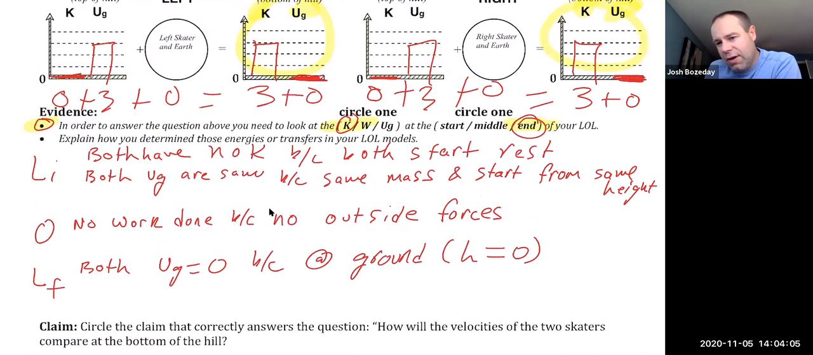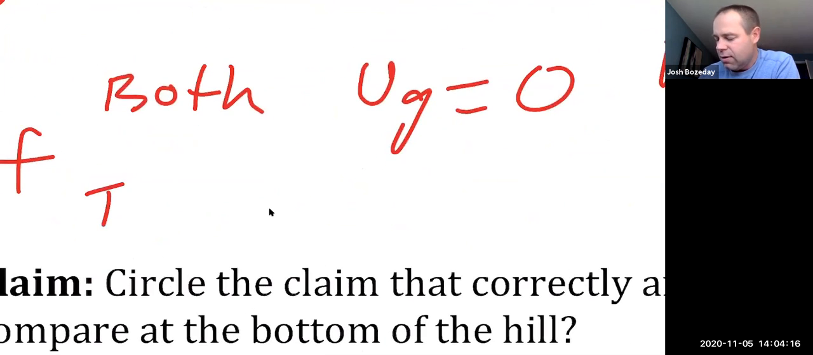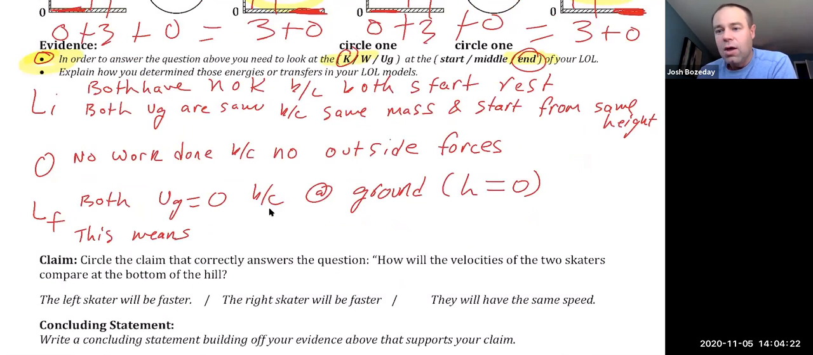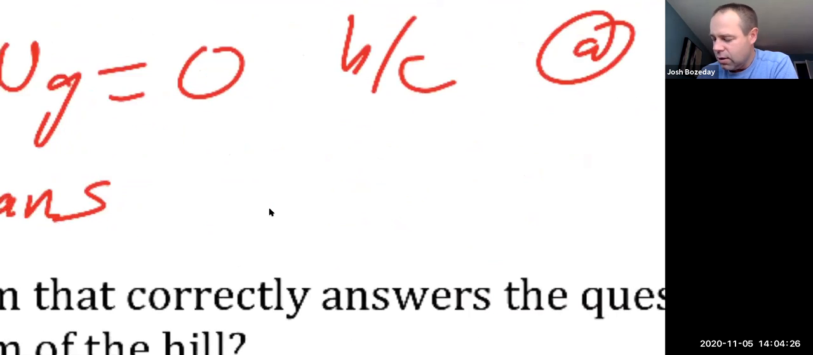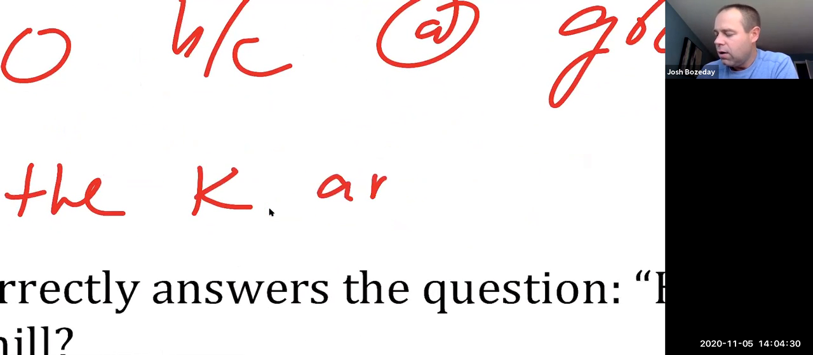Now, you'll know you've done this right if the last thing you do is talk about the thing from this bullet point, and you start that sentence with "This means," and you compare those kinetic energies. So this means the kinetic energies are equal.